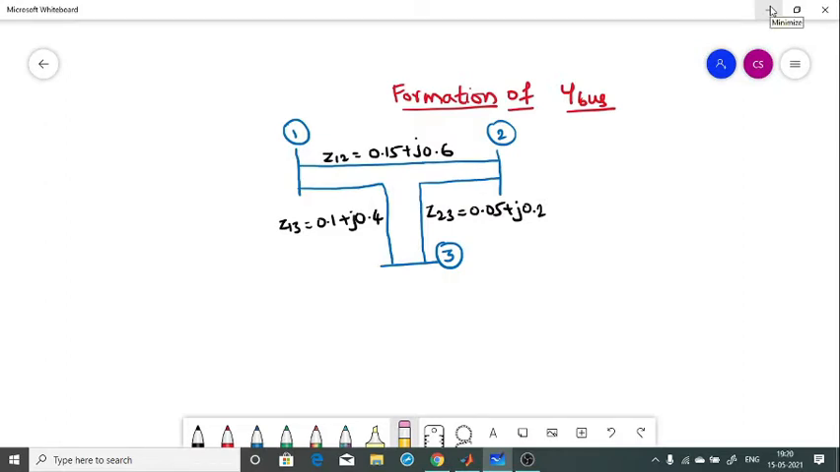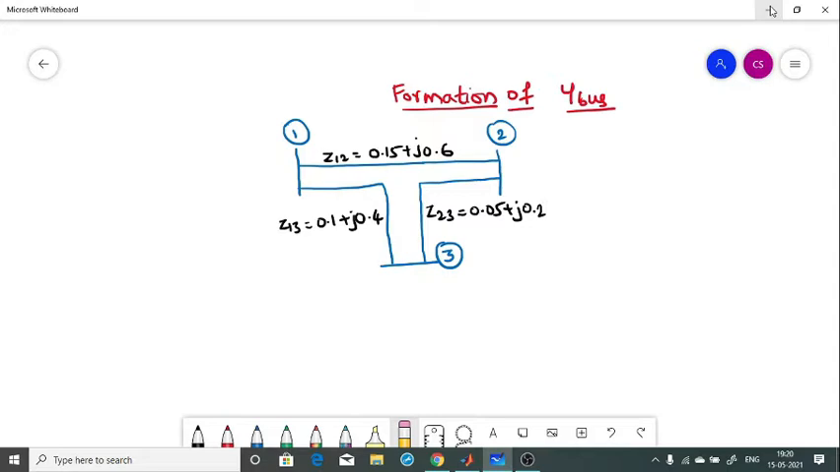In this video, we'll learn about how we are going to form the bus admittance matrix using MATLAB. So before going to do the practical demonstration, let us first discuss the theoretical explanation of how we are going to form the bus admittance matrix using the direct inspection method.